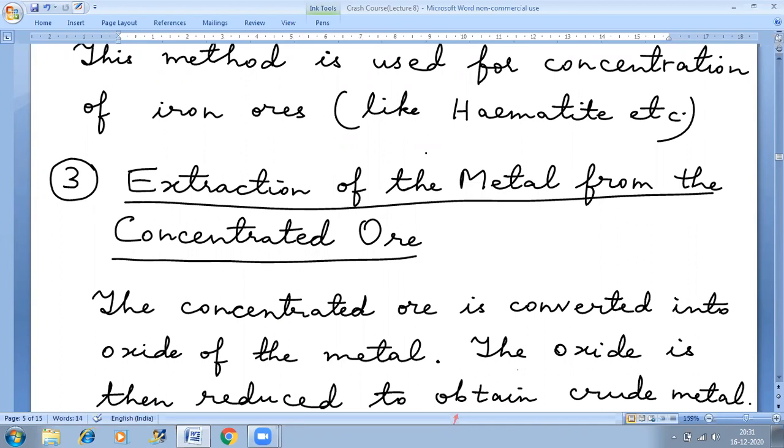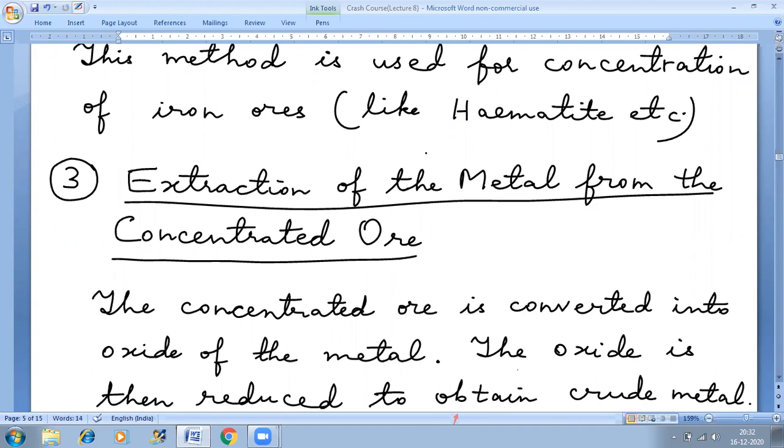So what is the third step telling us now? So the third step is extraction of metal. Now, what is the meaning of extraction of metal? The ore has been concentrated in the second step. What is the meaning of that? That means we have removed the impurities like sand, dust, clay particles, and whatever other types of impurities were present. Those impurities have been removed.